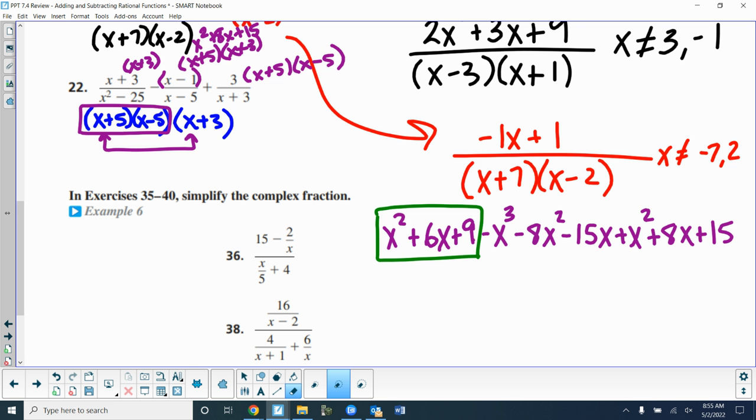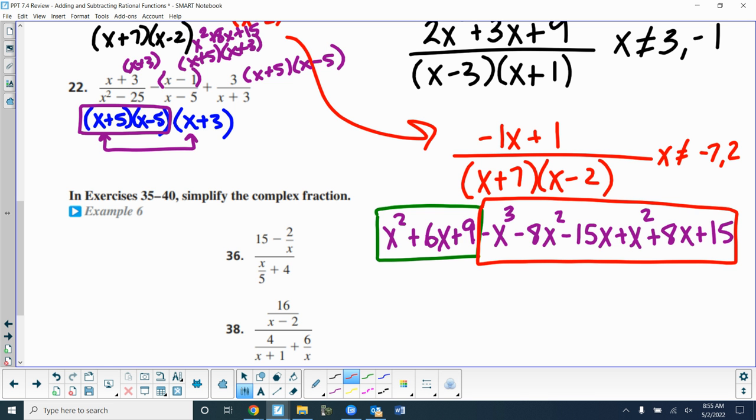Multiplying x plus 3 times x plus 3. This, what I just finished, was the middle numerator. Multiplying all 3 of those and then subtracting them, changing the sign. Now we know what this is already.